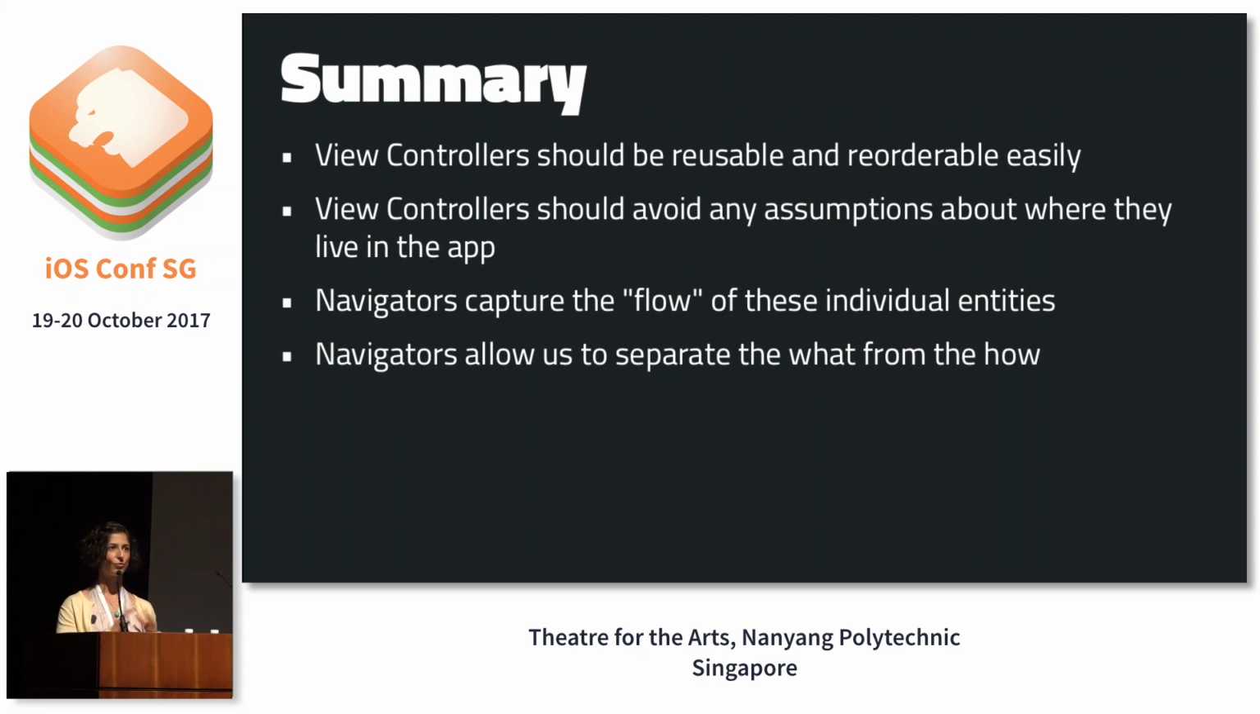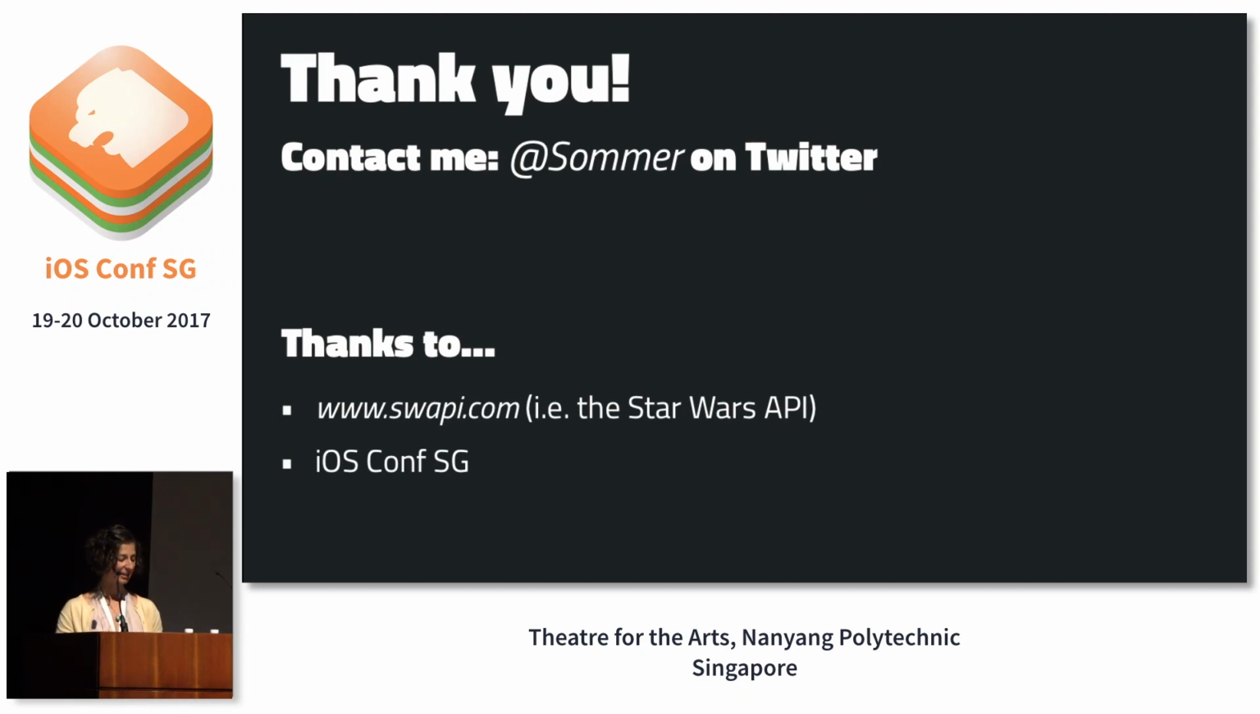So let's go ahead and run through everything with a quick summary. What did we learn here? Well, view controllers should be reusable, they should be reorderable, that should all be very easy to do. And in order to do that, we need to avoid assumptions about where they live in the app. So one way to do that is a navigator. Navigators capture the flow of each of these individual view controllers. And navigators allow us to separate the what, the view controllers, etc., from the how. How does this get presented? How do I get there? So that's everything. Thank you all very, very much.